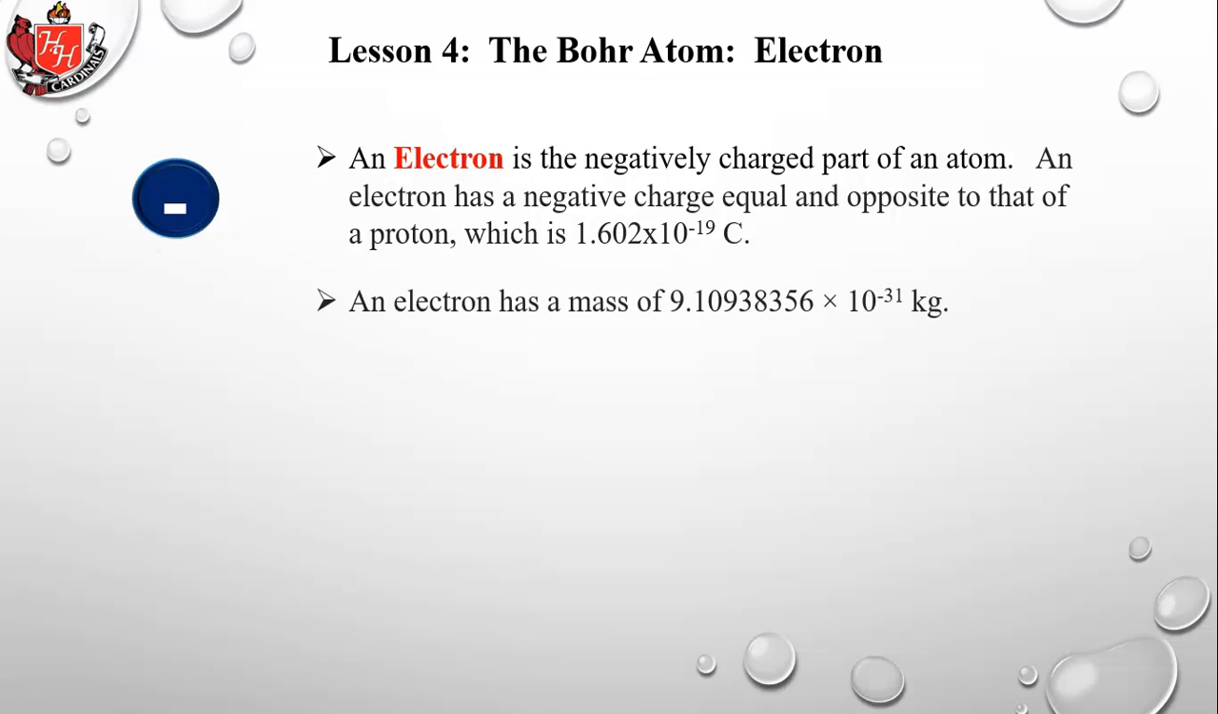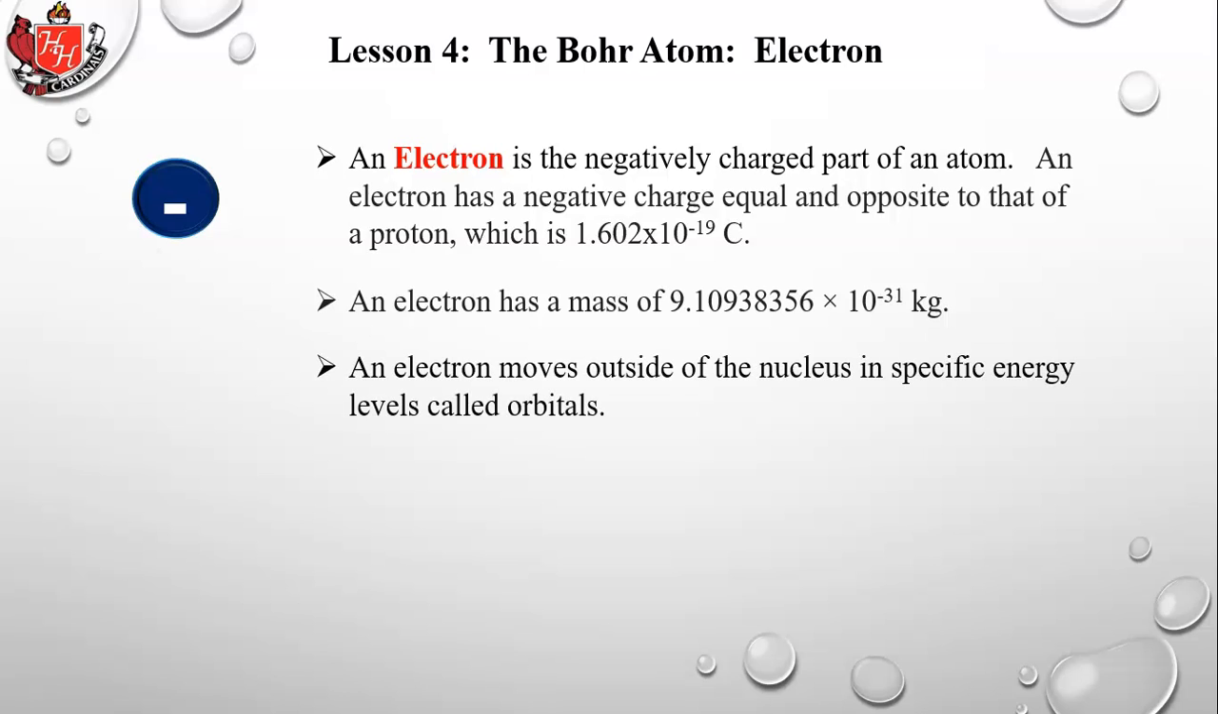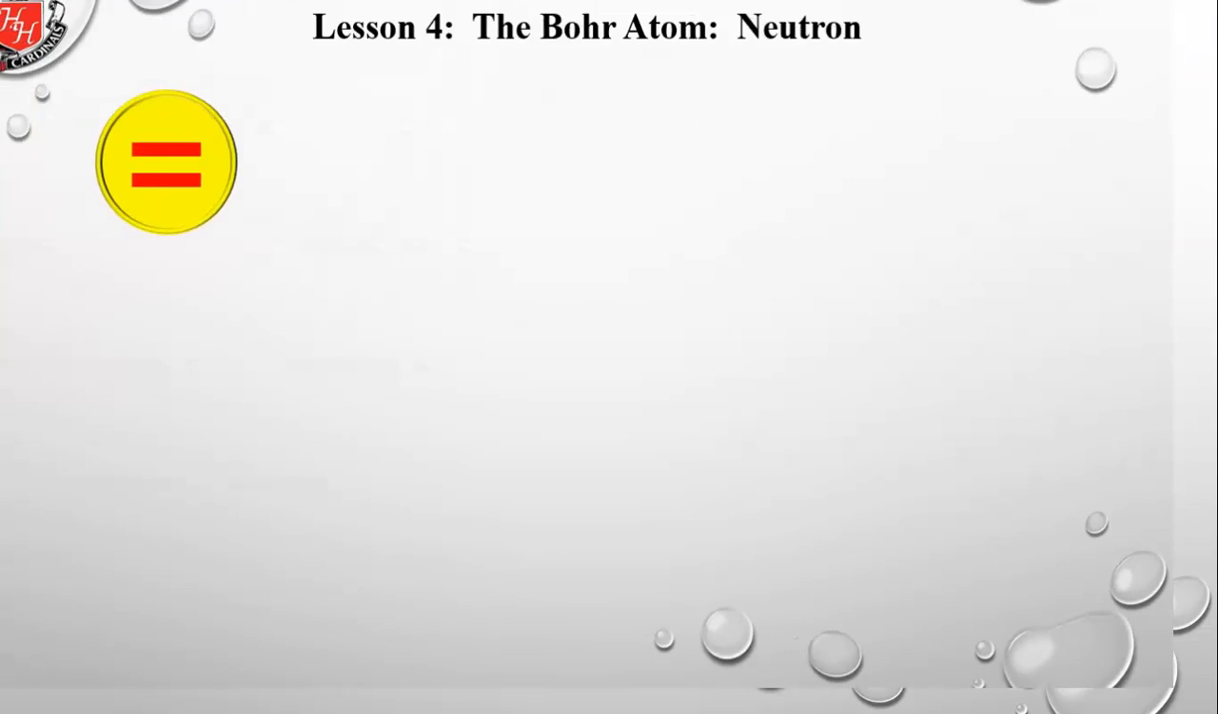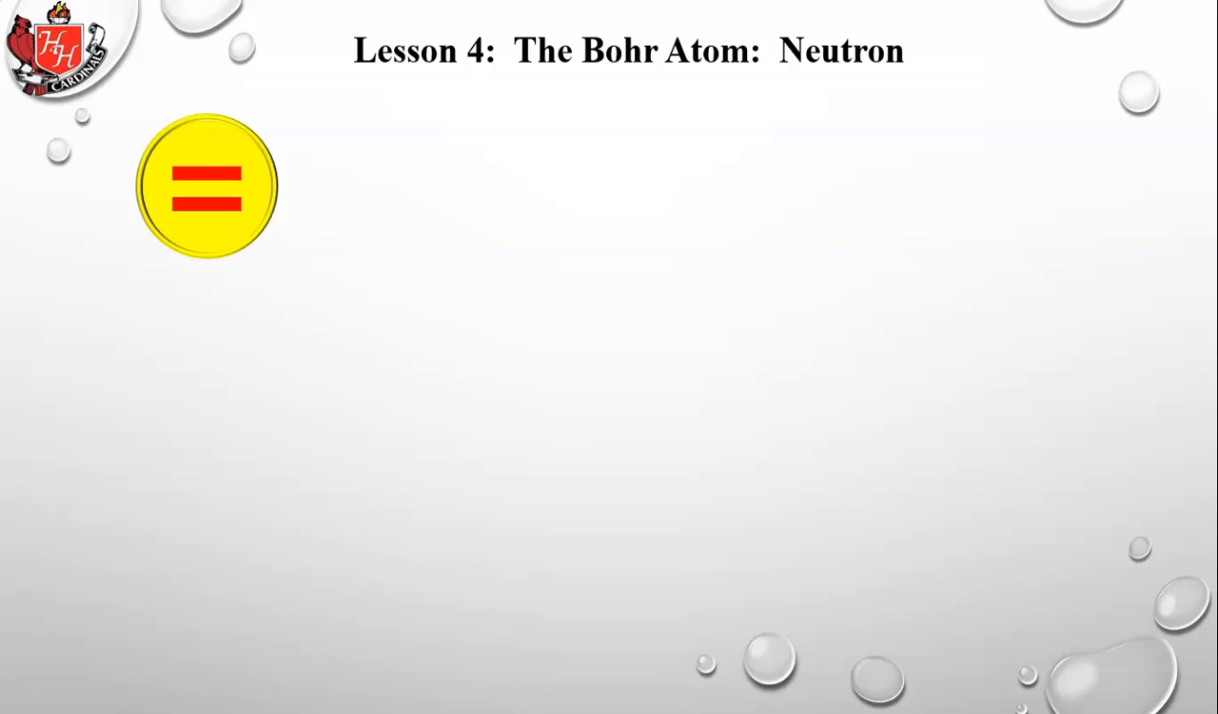An electron has a mass, you can see there, it's very small, and if you go back to the last slide and compare it, it's much, much smaller than the proton. An electron moves outside the nucleus in specified energy levels called orbitals. And one other point to make about the electron, it's much smaller and much lighter than a proton, but it has the same charge, just opposite. Proton +1, electron -1.